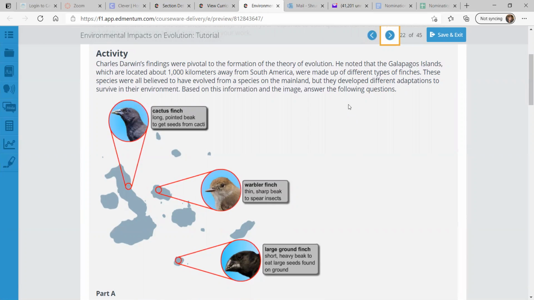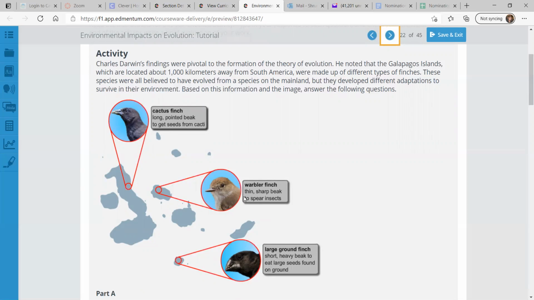Bonus points if you know how far that is in miles. So 1,000 kilometers away from South America, there were different types of finches on this Galapagos Island. These species were all believed to have evolved from a species on the mainland, but they developed different adaptations to survive in their environment. Based on this information and the image, answer the following questions.